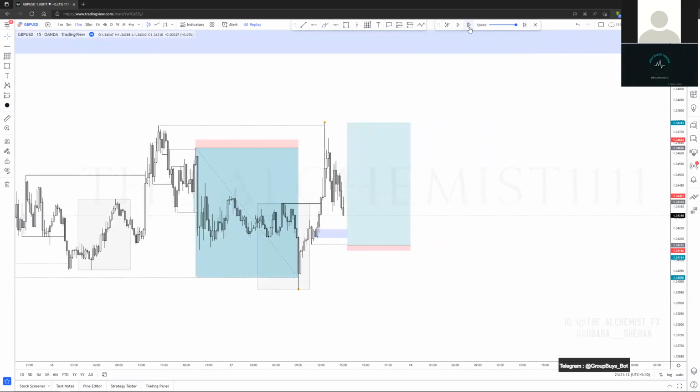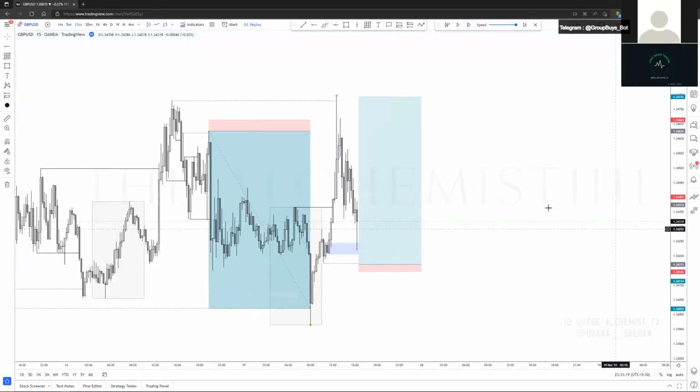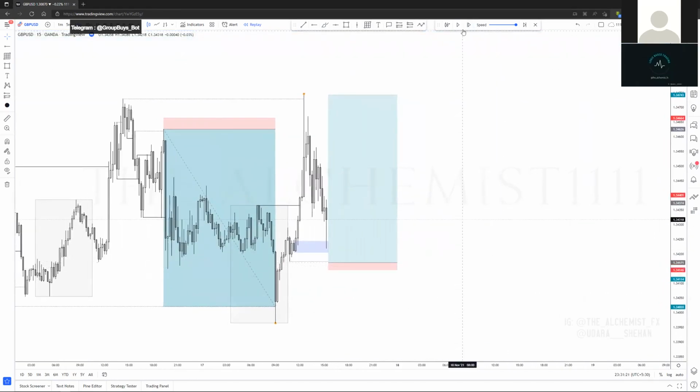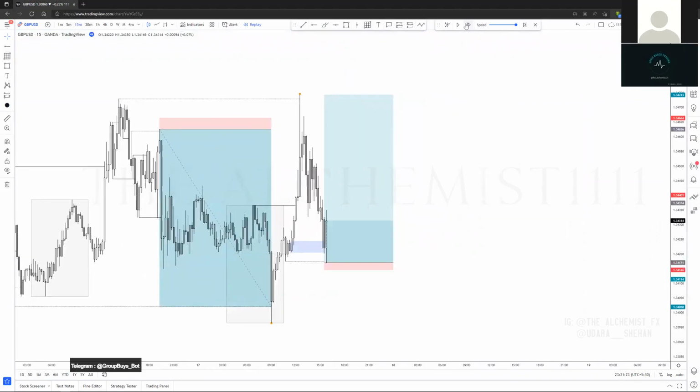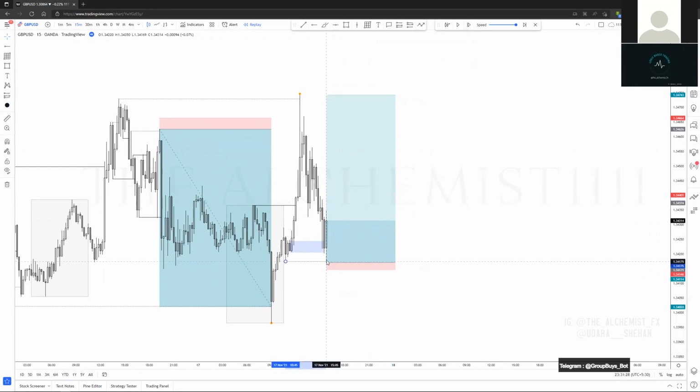Here it starts to drop down, and look at the reaction. More and more buyers are getting in. And then boom, stopped out, range created, and we are in the trade.